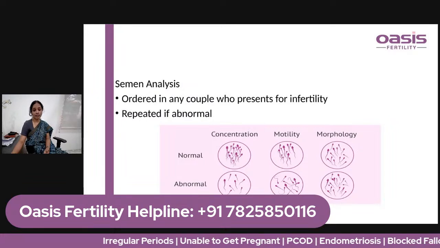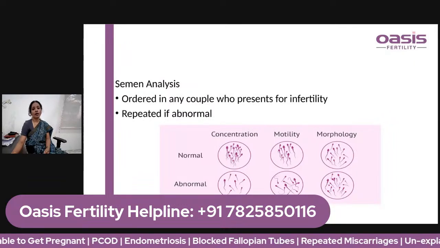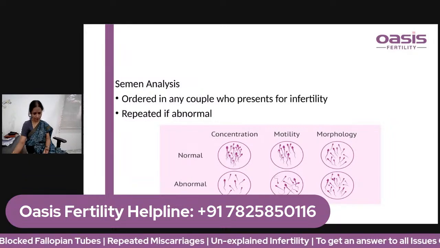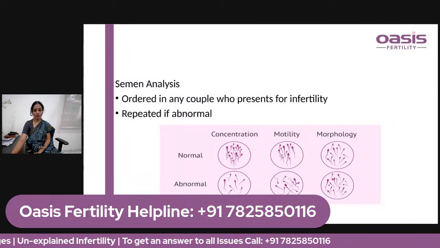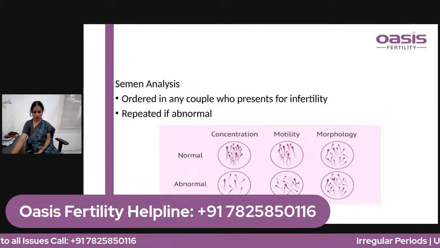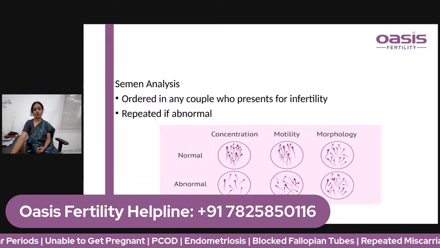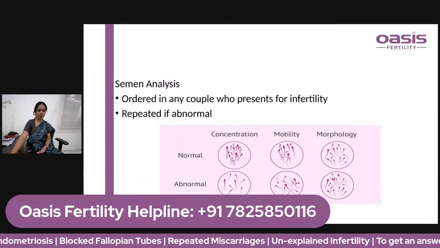It is an important test that we order first for all couples who present with fertility issues. What we are checking is the concentration of the sperm in the semen sample, and also the motility, which is how the sperm are moving, and then we assess the morphology. Morphology is the shape of the sperm, so we look for any defects in the head, midpiece, or tail during the morphological assessment. A holistic assessment of the complete semen sample is important to understand any problems in male fertility.